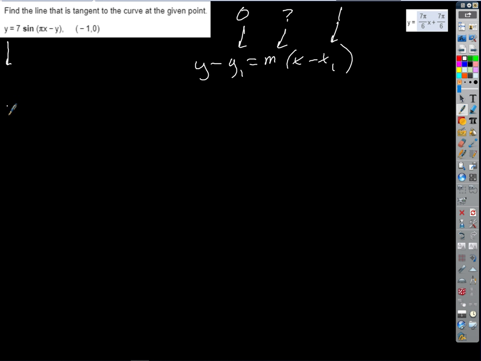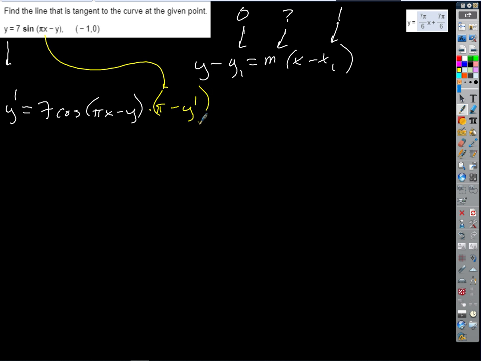If I differentiate implicitly, I'm going to get y prime equals 7 times, what about the derivative of sine of that? The derivative of sine is cosine, times the derivative of the inside, which is going to be pi minus y prime, right? And so now it's just algebra. Now I've got to solve for y prime and evaluate the derivative at that point.